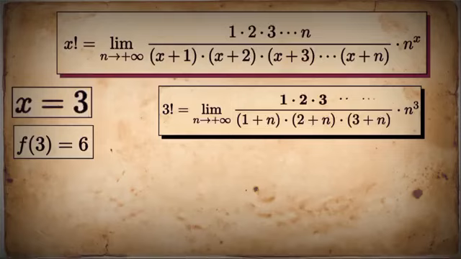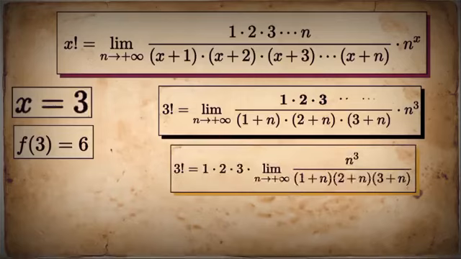With x equal to 3, the denominator becomes 4 times 5 times 6, continuing through 3 plus n. But the numerator also contains the factors 1 through 3 from the n factorial. So after cancellation, the numerator retains only 1 times 2 times 3, and the denominator retains only n plus 1, n plus 2, and n plus 3.